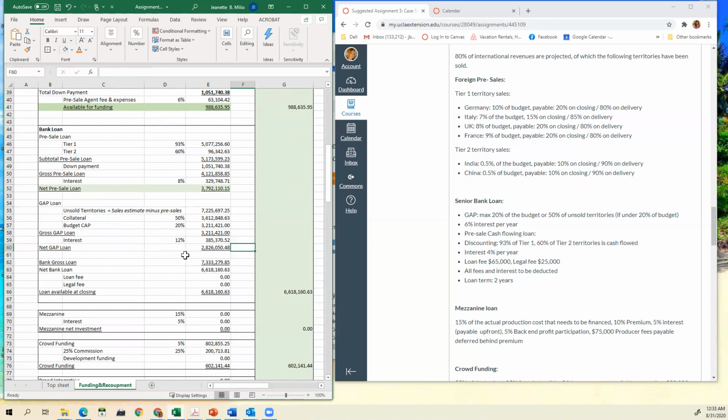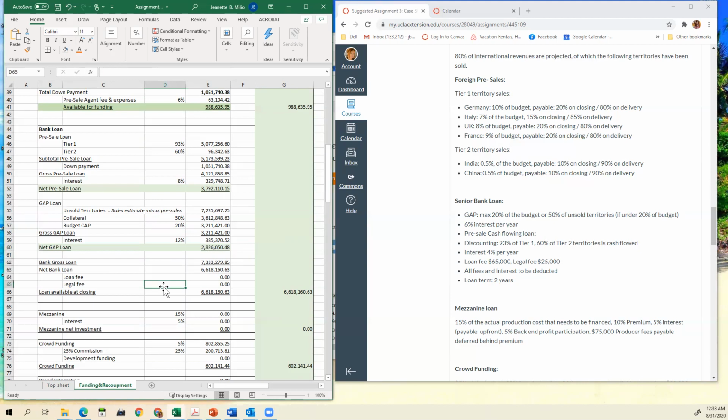The interest for the unsold territories is higher because this is an unsecured loan. This is a loan against rights we have not sold yet, while this is a loan against rights we already have sold. So that's why this amount is going to require a larger interest for the term. So we're deducting 12% interest of the gross gap loan, and we will be left with a net gap loan of 2,000,800. We're going to make it nice and light green.